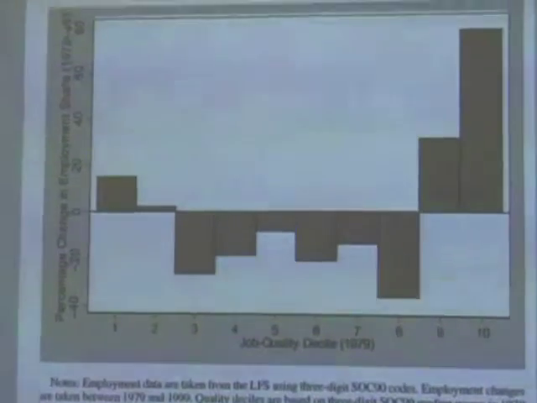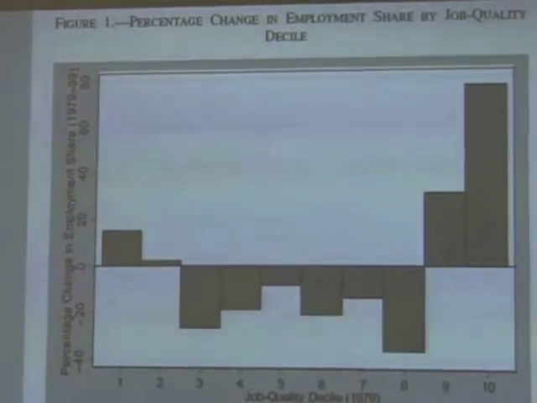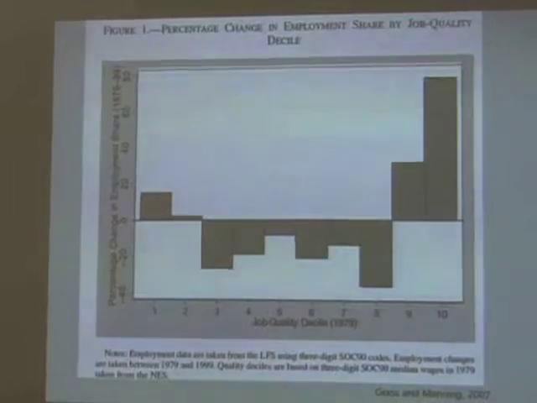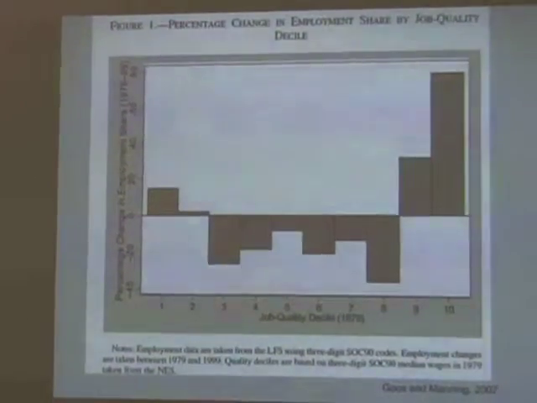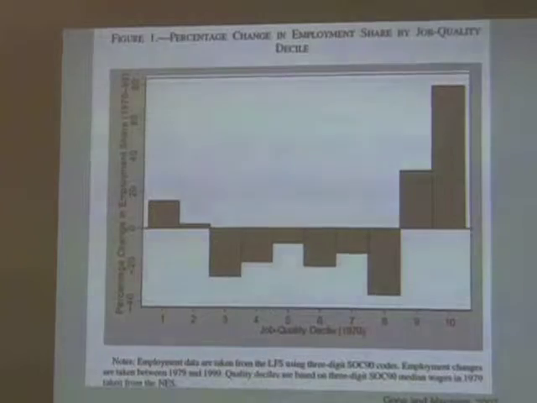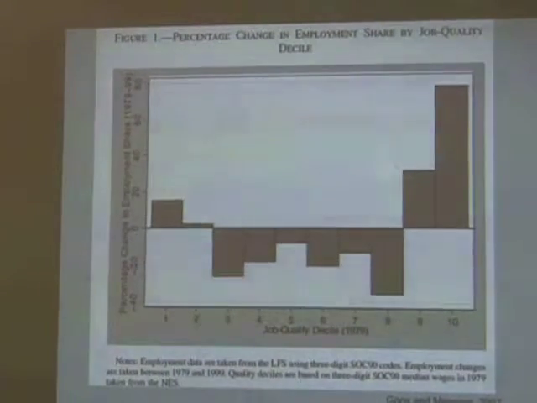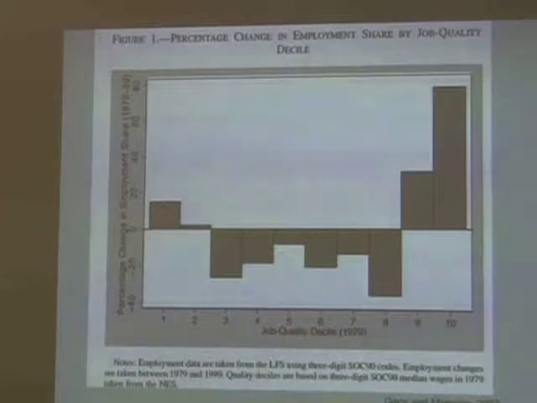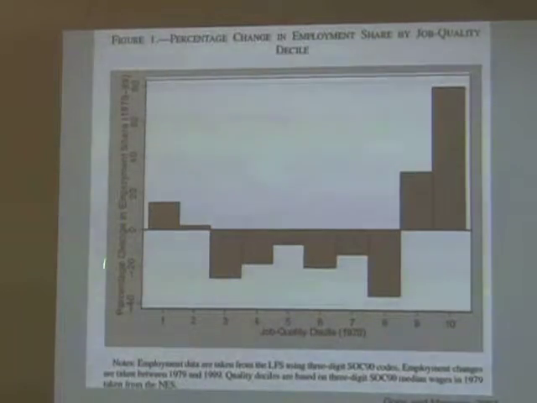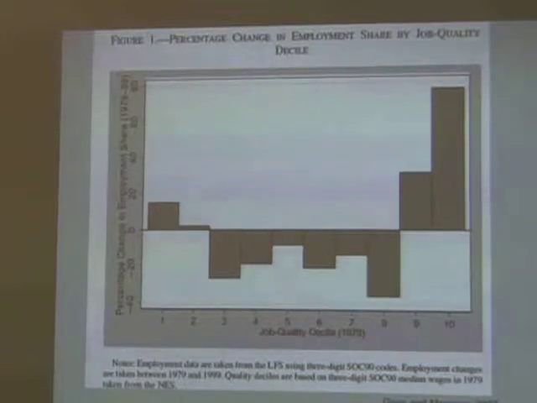So this is from the paper by Goose and Manning in 2007 called Lousy and Lovely Jobs, the Rising Polarization of Work in Britain. In this picture, they just rank jobs in 1979 according to their job quality, which I think is pretty much wages. Then they look at the changes in employment shares over the next 2 decades using the LFS, Labor Force Survey. And what they find, consistent with the US data, is growth in high-wage jobs, growth in low-wage jobs, and then relative declines in middle-wage jobs.